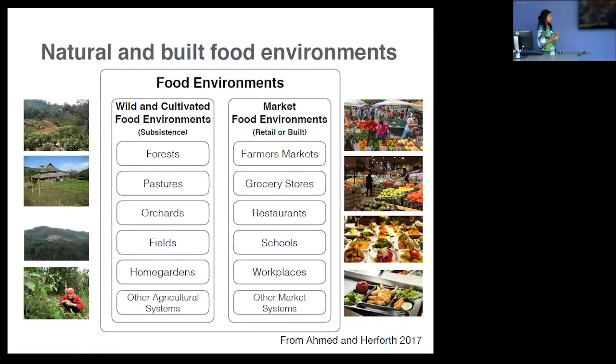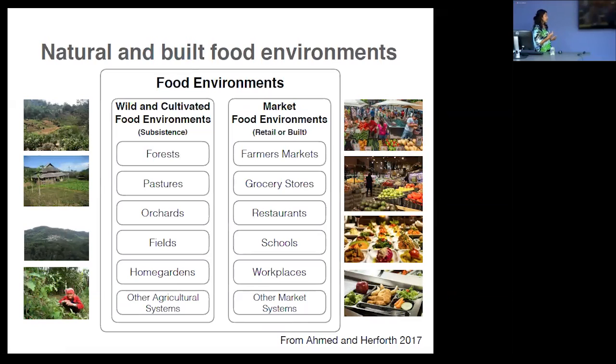So the first part of the project, we're very much looking at the natural food environment. In the food environment literature, food environments are classified as either built food environments or natural food environments. And the natural food environments constitute the wild and cultivated food environments. There's actually very little research in the food environment research on this part of the food environment. More has focused on the retail food environment.